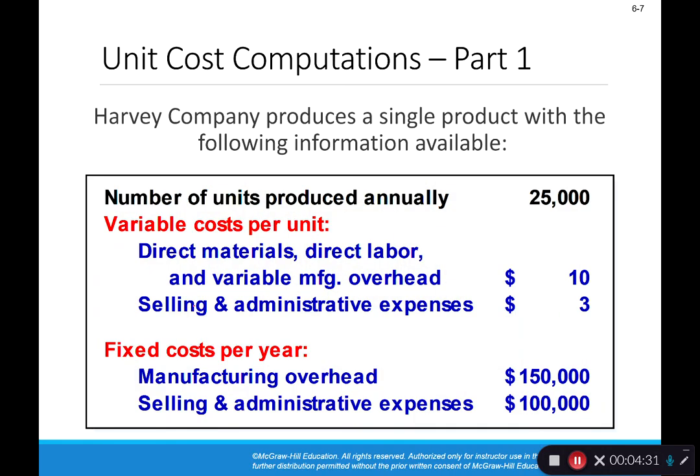So the best way to demonstrate the difference between variable and absorption costing is to go through an example. So we have Harvey Company, they produce a single product. The number of units produced annually is 25,000, and then we have our variable costs, which are our variable product costs, direct materials, direct labor, and variable overhead of 10, and then we have our variable selling and administrative of 3. Then we have our manufacturing costs that are fixed, our fixed overhead, and then our fixed selling and administrative.